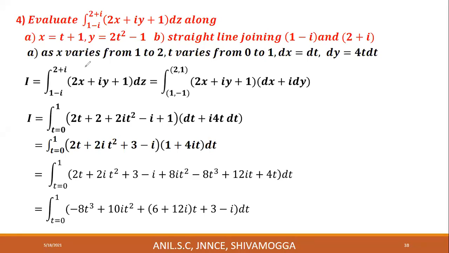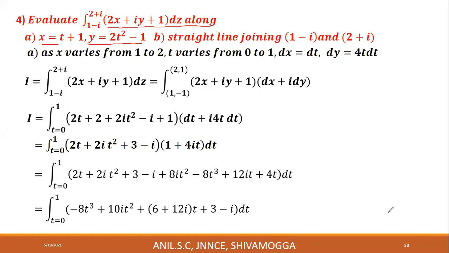Evaluate the integral from 1 minus i to 2 plus i of (x plus iy plus 1) dz along. Here we have two cases. First case, x is equal to t plus 1 and y is equal to 2t square minus 1. Parametric equations are given. Both x and y are functions of t. Second case, along the straight line joining 1 minus i and 2 plus i. These are the two cases.